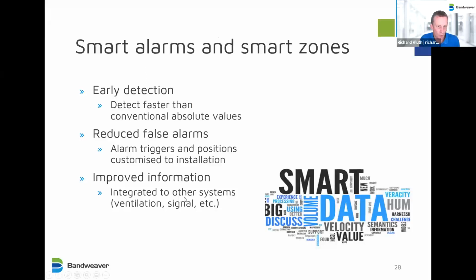Moving on to smart alarms, which is one of the most significant advantages for this technology. In the next few slides, we'll explain the principle of both, and we'll go through some worked examples. But the key advantages are you can detect earlier than with conventional technology. You can reduce the number of false alarms by precisely configuring to each installation. You can customize each zone to the specific environmental conditions of that zone. And finally, with the improved information flow, you can greatly expand the options for system integration and maximizing the value of the data.